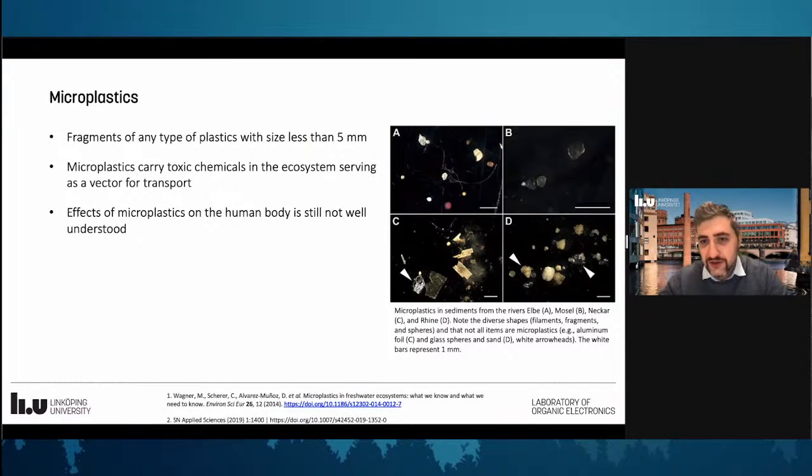Here in this example, we have microplastics which have been found in sediments in 4 German rivers. And we see that they're, of course, really small, and they're practically everywhere. And we know that microplastics can carry toxic chemicals, so they can bind. There have been quite a lot of studies showing that they can bind toxic metals, and therefore they serve as a vector for transporting them practically everywhere.